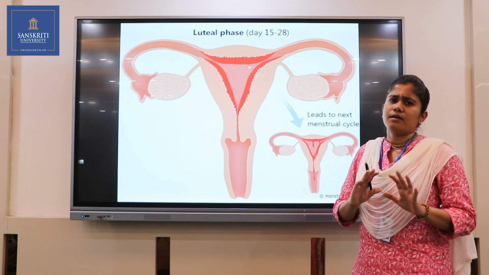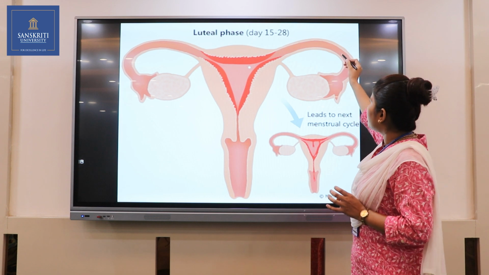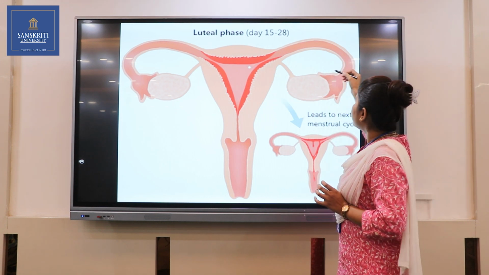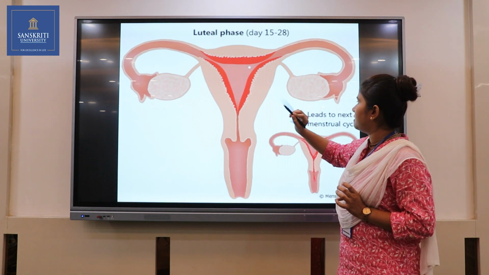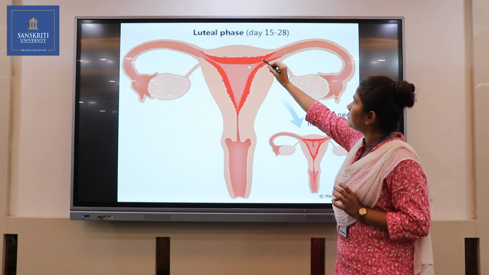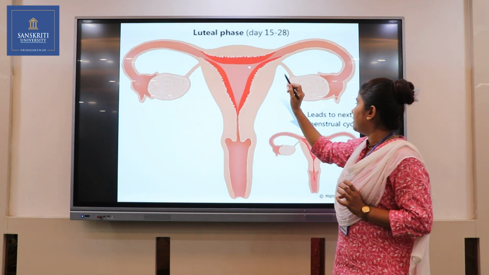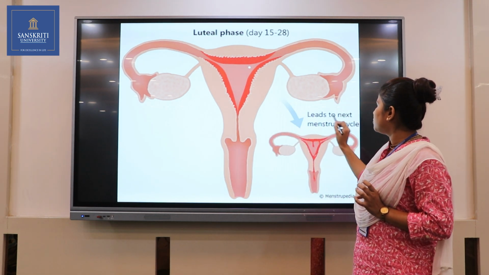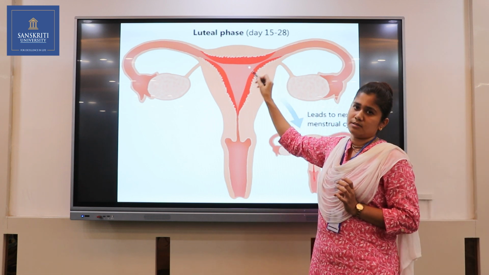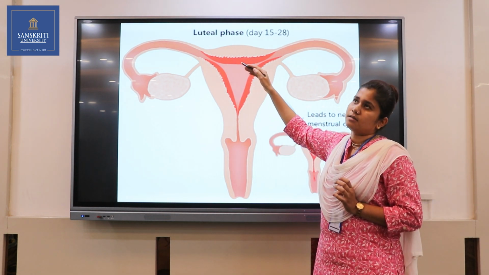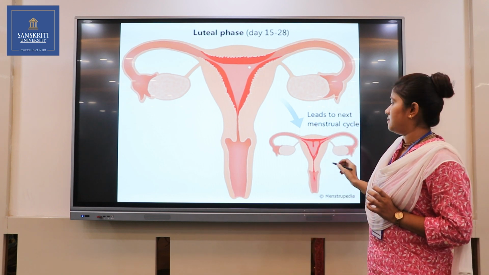Here, if conception does not occur, the ovum is transported to the uterine cavity, and this phase remains for days 15 to 28, and it leads to the next menstrual cycle. You can see the shedding of the endometrium occurs. The process is called menstrual bleeding or menses.